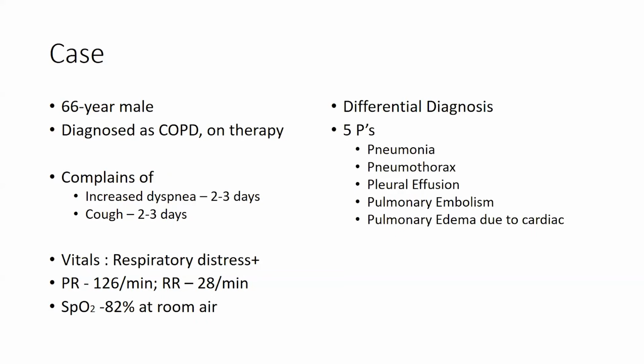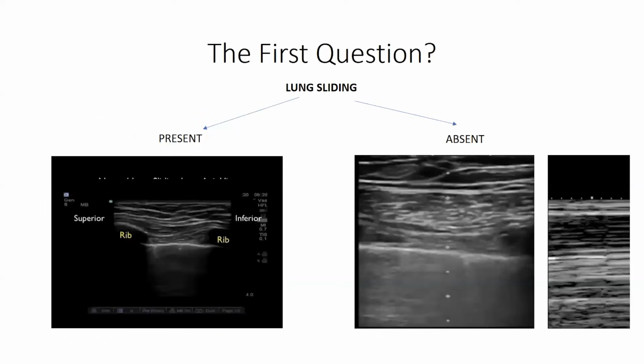The 5 P's of acute exacerbation of COPD: pneumonia, pneumothorax, pleural effusion, pulmonary embolism, or pulmonary edema due to cardiac cause. Or the 3 C's: cardiac tamponade, RV dysfunction, or arrhythmias. Now let's see what you are going to do with the BLUE protocol.